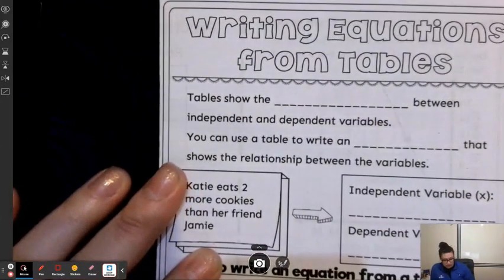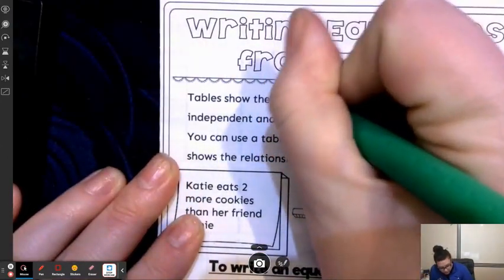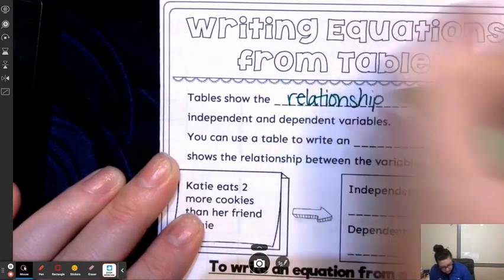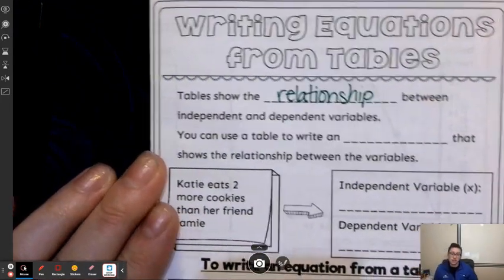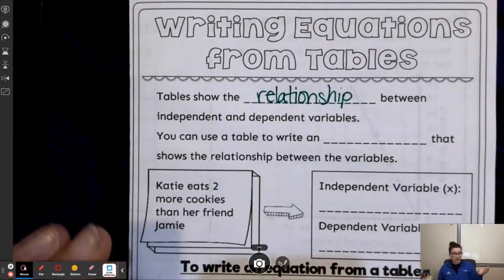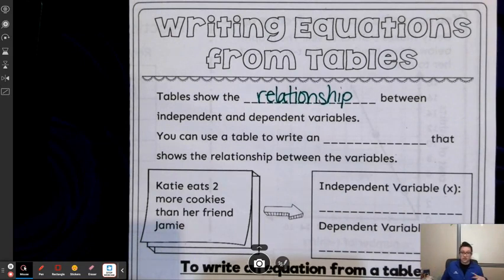And it says, tables show the relationship between independent and dependent variables. You've probably heard those words in science class, independent variables and dependent variables. If I change the amount of bananas in my experiment, that might affect how the DNA is extracted.